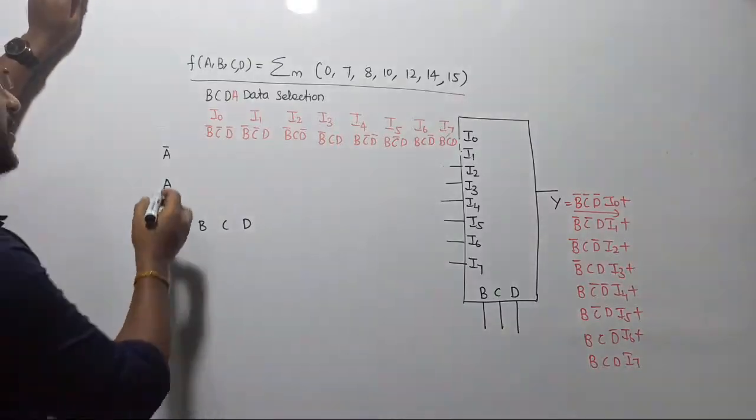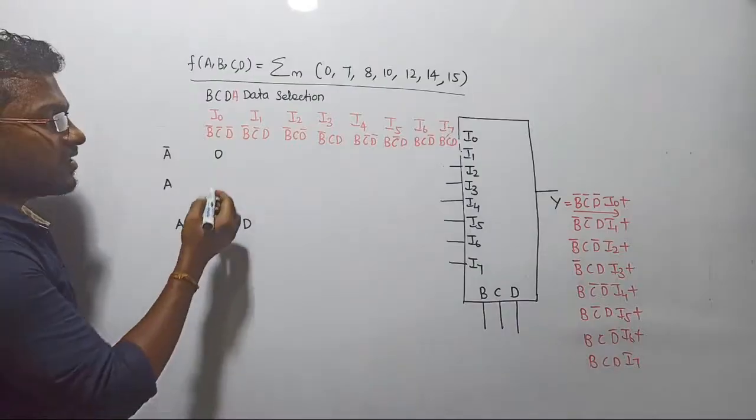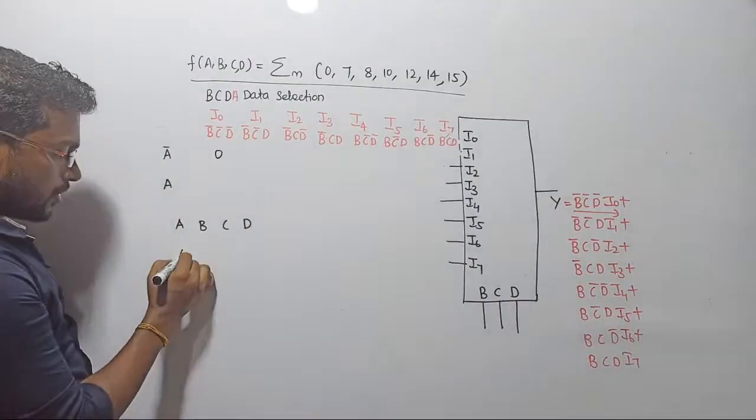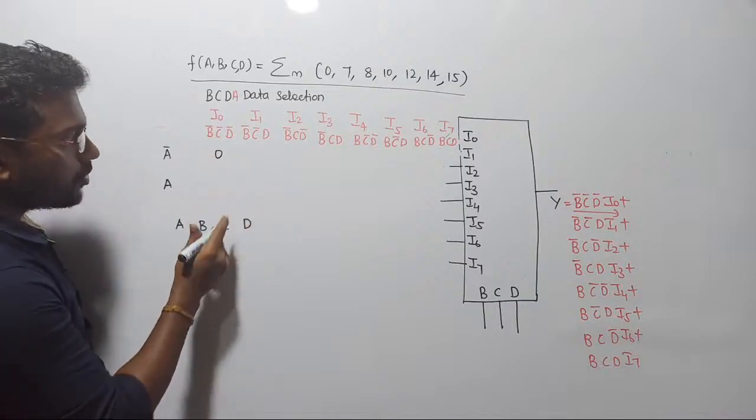According to the order, first see there A bar, B bar, C bar, D bar all are 0. We can simply put 0 here. Second thing, see there what we have, A bar is 0 and then B bar is also going to be 0, and then C bar.